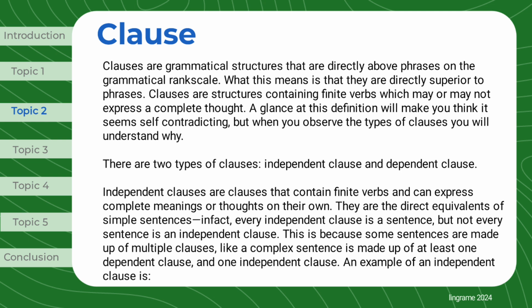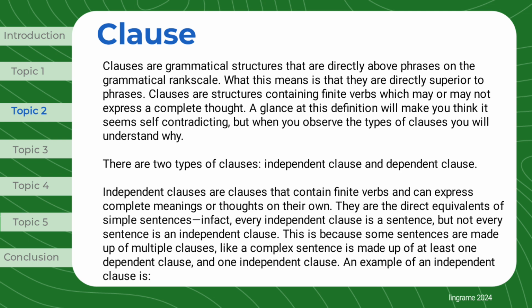Independent clauses are clauses that contain finite verbs, and can express complete meanings or thoughts on their own. They are the direct equivalents of simple sentences. In fact, every independent clause is a sentence, but not every sentence is an independent clause. This is because some sentences are made up of multiple clauses, like a complex sentence is made up of at least one dependent clause, and one independent clause.